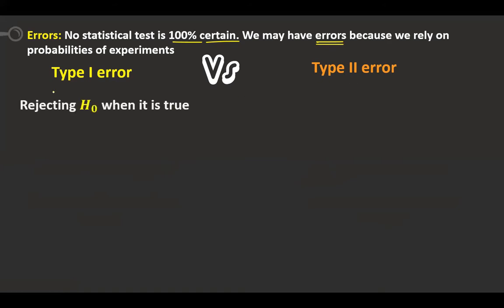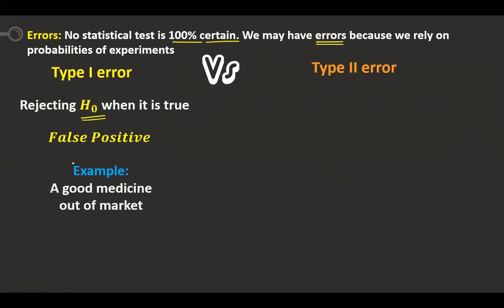Okay, so now what is this type 1 error? Okay, now my H naught is true, but people will reject it. Otherwise, I will reject it. Then it is called type 1 error. Okay, now rejecting H naught when it is true is called type 1 error. It is also called a false positive. Okay, it is false positive.